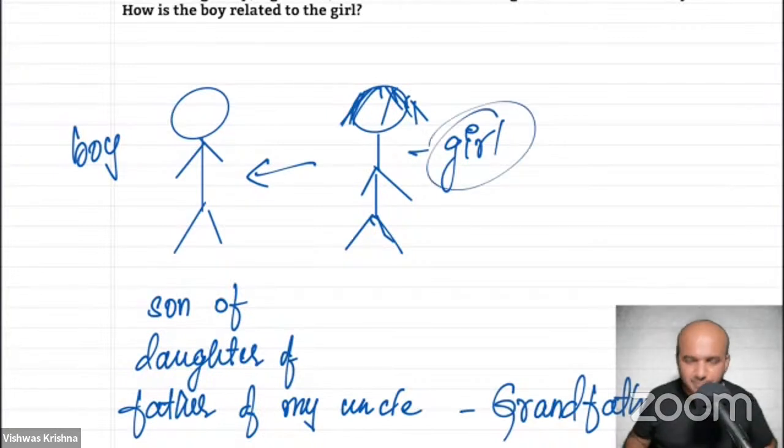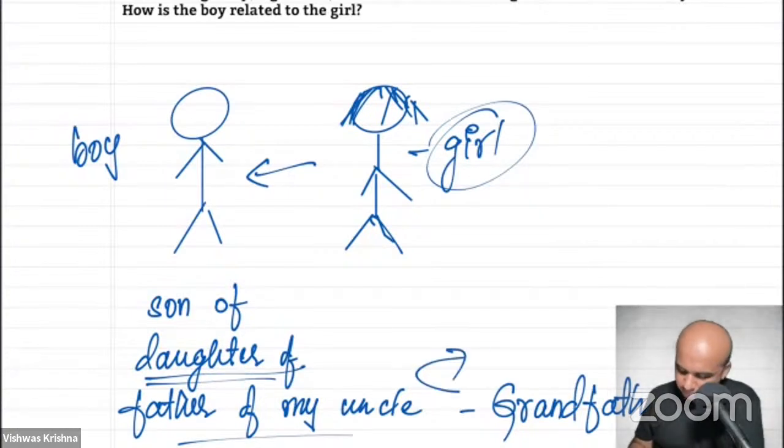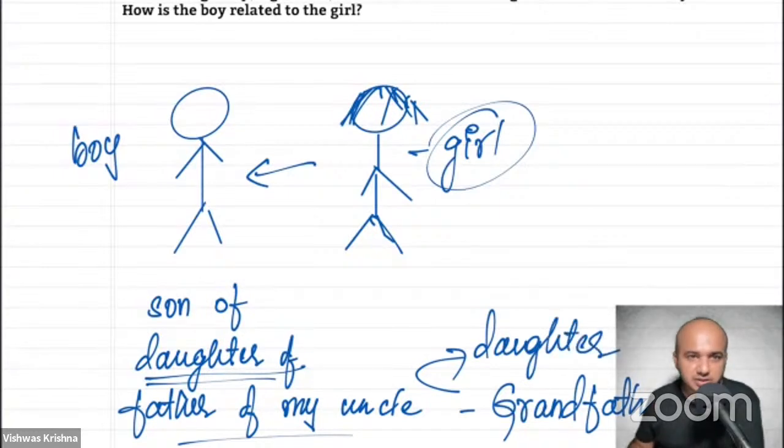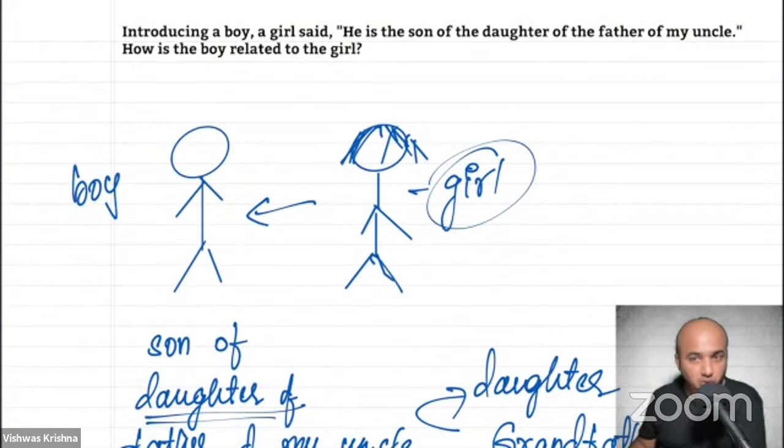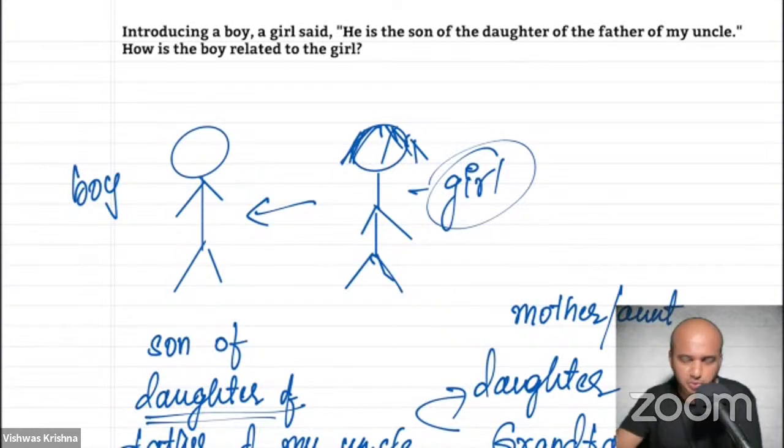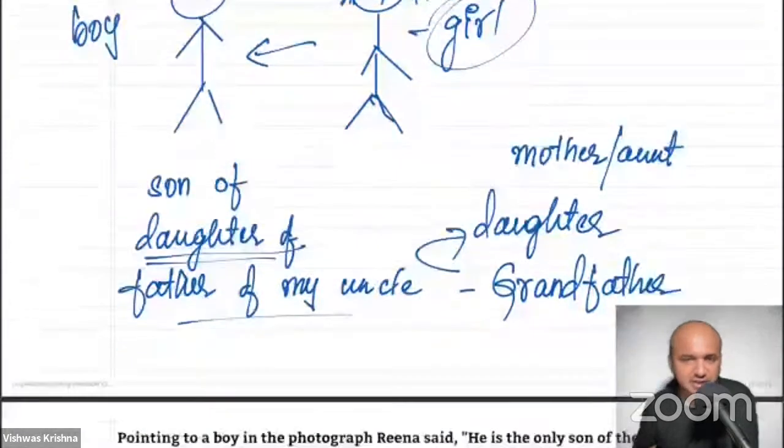Okay, one part of the problem is solved. Then she is referring to the daughter of father of my uncle, daughter of grandfather. Okay, grandfather's daughter could be either this girl's mother, or it could also be her aunt, because we cannot assume that her grandfather had only one female child. Her grandfather might have had multiple female children. It could either be her mother herself, or it could also be one of her aunts. Okay, that is something which we have to understand here.